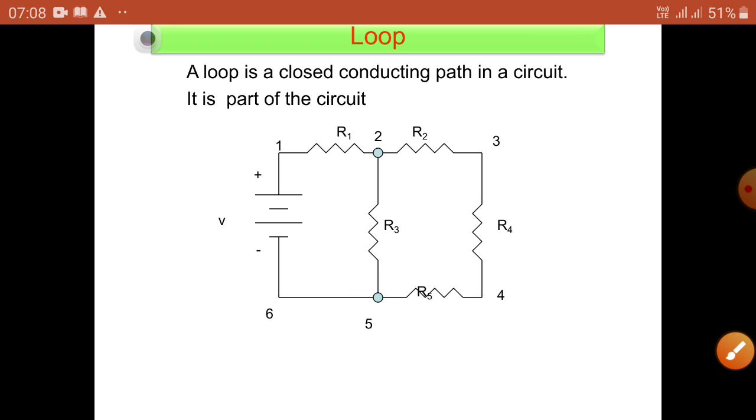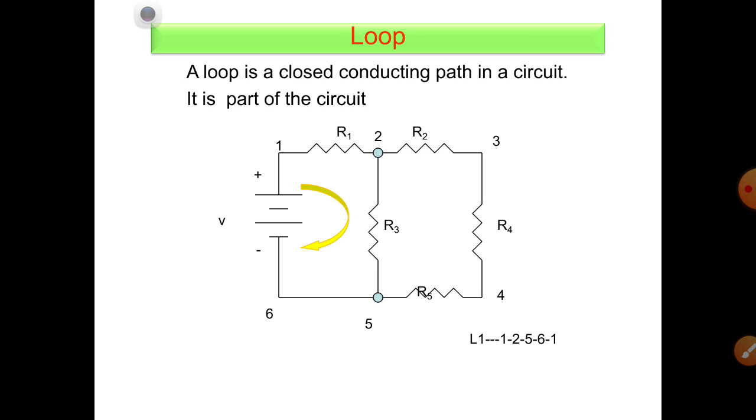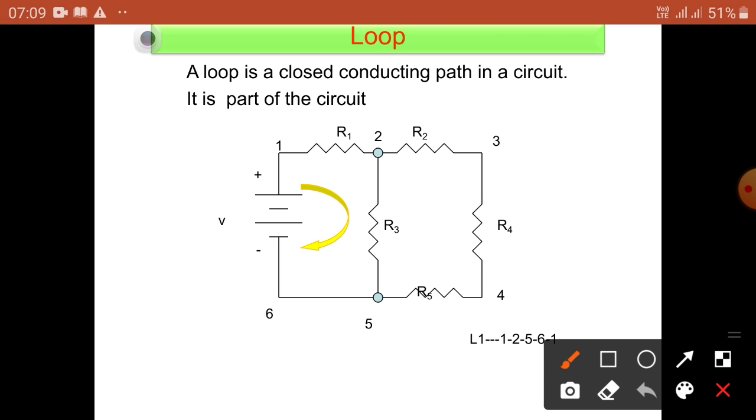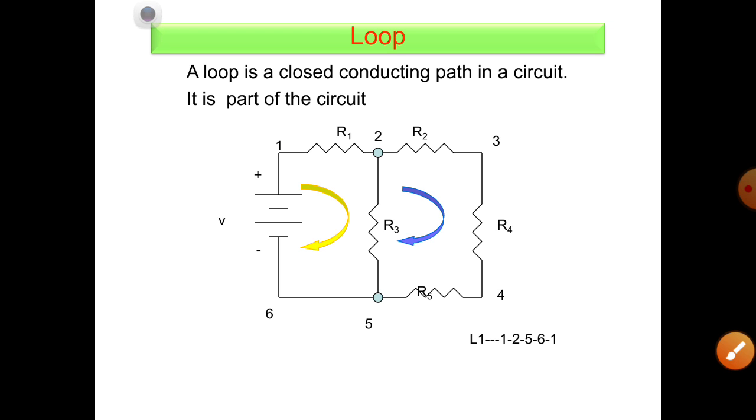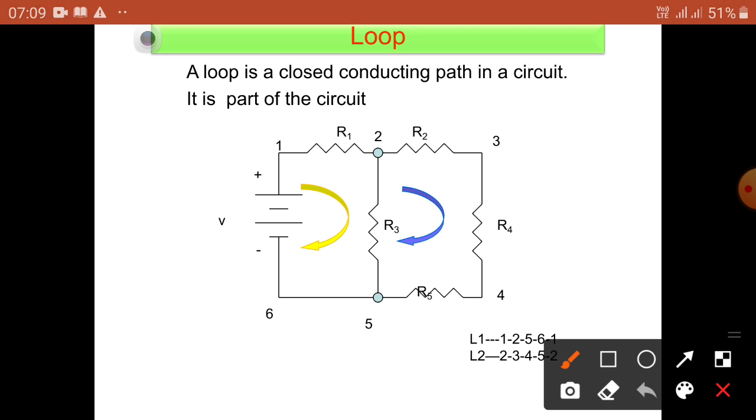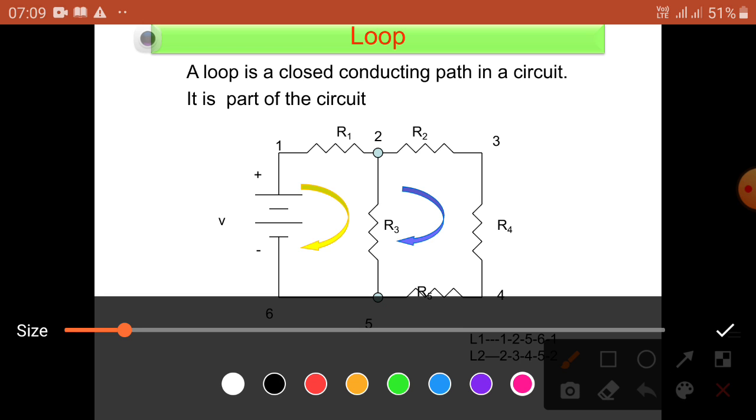Now what is the definition? A loop is a closed conducting path in a circuit. It is a part of the circuit. This is one loop, starting from terminal 1: 1, 2, 5, 6 and back to 1. This is one loop. And you can see the second loop also: 2, 3, next this one, this one, this is another loop.